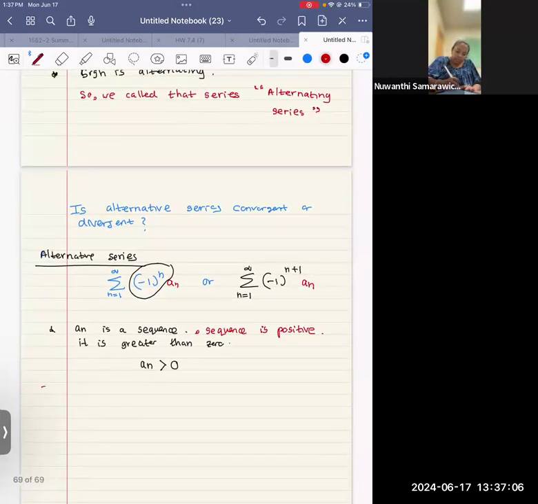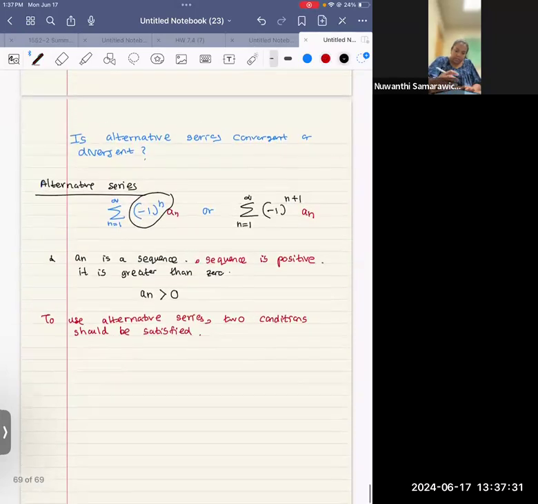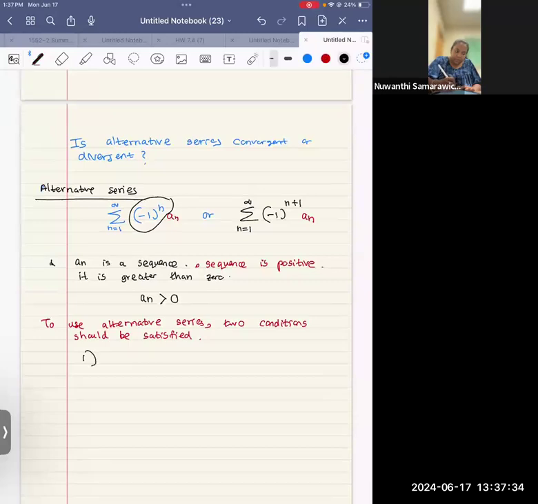Okay, so to use the alternating series test, two conditions should be satisfied. So what are the two conditions? The first condition is it has to pass the divergent test.